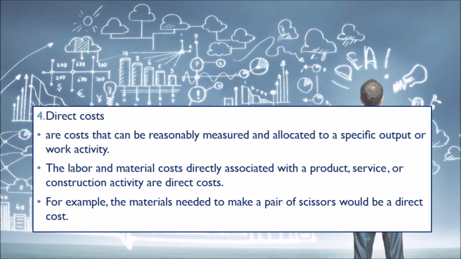By going back to the cost terminology, we have direct costs. Direct costs are costs that can be reasonably measured and allocated to a specific output or work activity. The labor and material costs directly associated with a product, service, or construction activity are direct costs. For example, the materials needed to make a pair of scissors would be a direct cost.